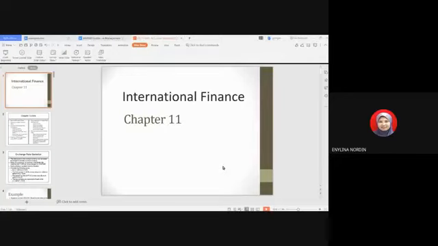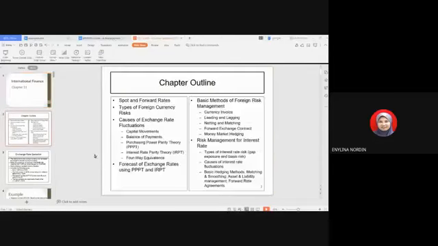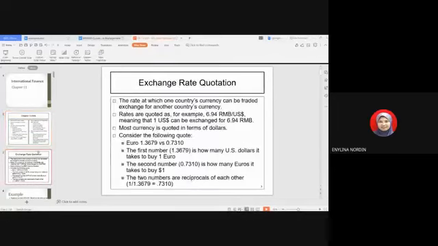So today we are going to do international finance. This will be our last topic for this semester for Math 603. This is the chapter outline. Many subtopics, some of them you have to go through on your own. As a starting point for this chapter, we will go to the introduction of the exchange rate quotation.